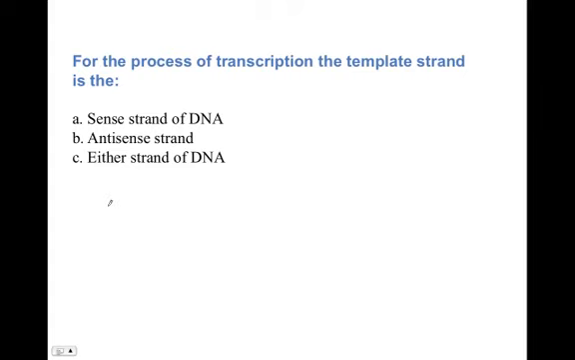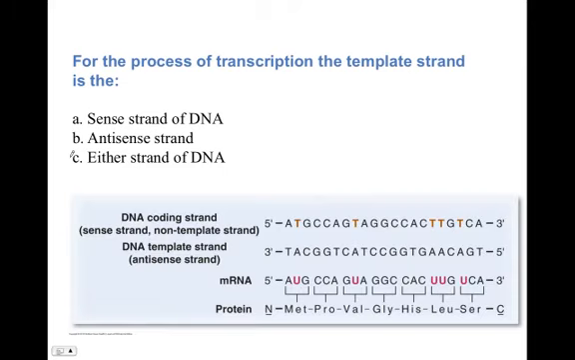Let's look at this question. For the process of transcription, the template strand is the sense strand of DNA, antisense strand, or either strand of DNA? Let's revisit this figure. In this case, the template strand is always the antisense strand. The correct answer here is B. The antisense strand is required such that the mRNA is an exact copy of the coding DNA strand, except for the replacement of uracil in the RNA transcript.